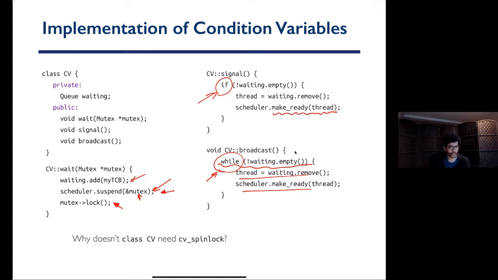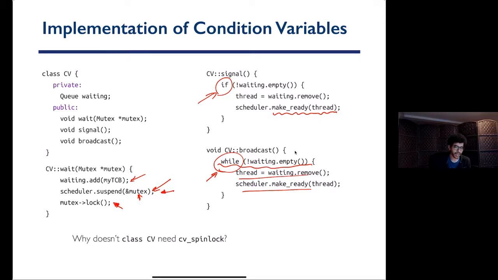Now let's ask a question. Why, like all the implementations so far that we've seen for semaphores and for mutexes, we had a spin lock of some sort in our class. The mutex class had a spin lock. The semaphore class had a spin lock. Why don't we need a spin lock in CV?